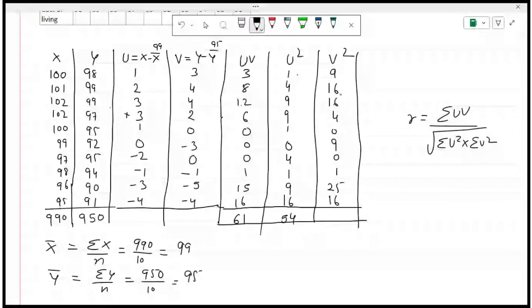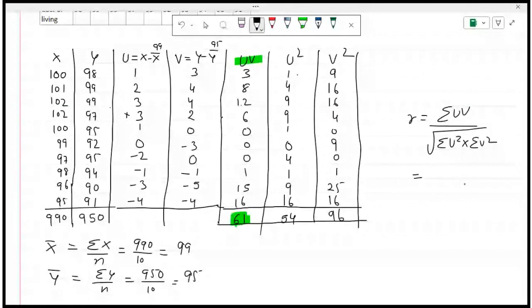Okay. So 16 and 4, 29 and 16, 45, 45 and 9, 54, 55, 60, 80 and 16, 96. Okay, now we just need to put these values in this formula. So sum of UV. So this is UV and sum is 61. So let us put this in formula.